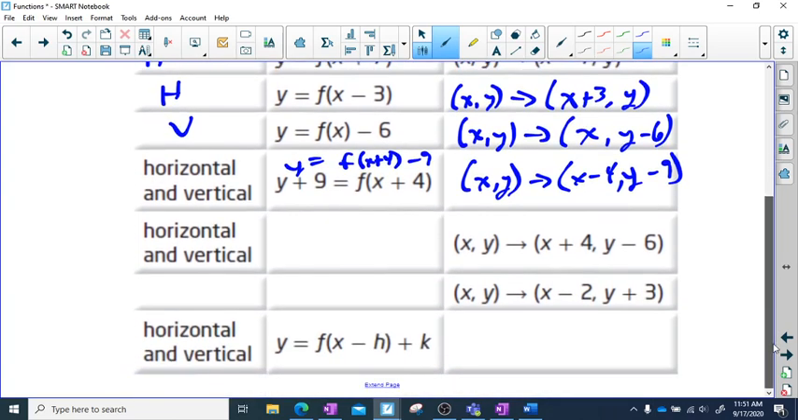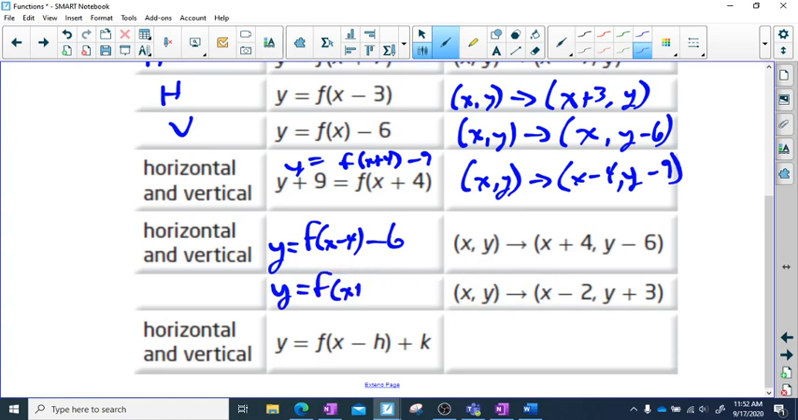Okay, I have a few more with both combinations. So this one, my function goes right 4. Right 4 is found by putting an x minus 4 inside the function, and then down 6 would subtract 6 there. Y equals f, so now I'm going left 2. In function notation, that's f at x plus 2, and the y values are going up 3. That would be that. This would be both vertical and horizontal.